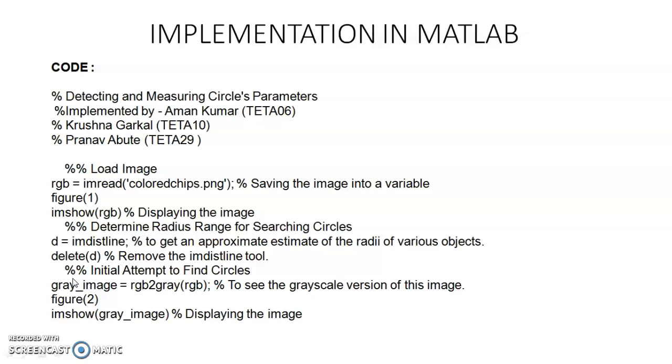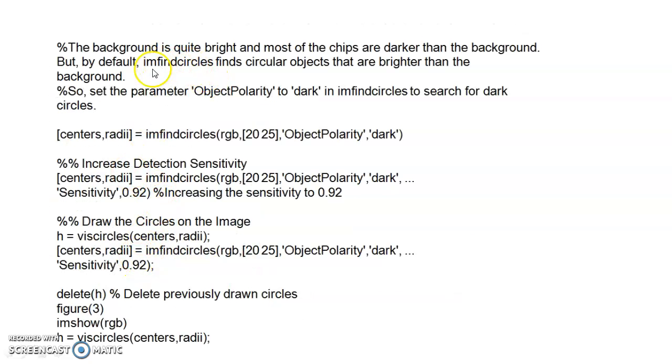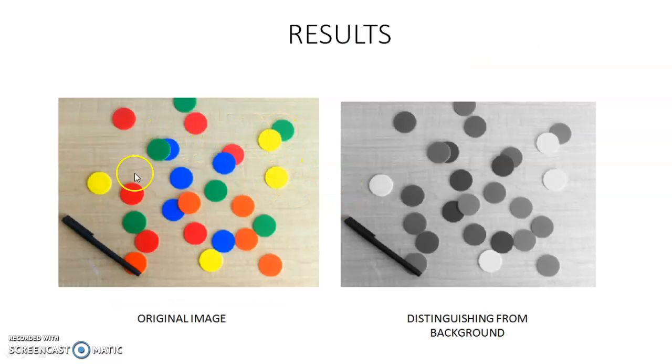Now we will start attempting to find circles. Now for the gray image, we declare a variable to convert this image into gray. This is the function to convert to a gray image, and again we display the gray image. Let's see how it shows. This is the original image and this is what we got after converting into a gray image.